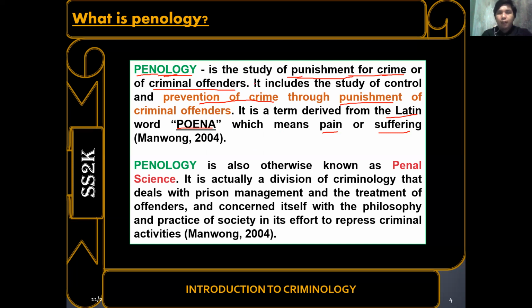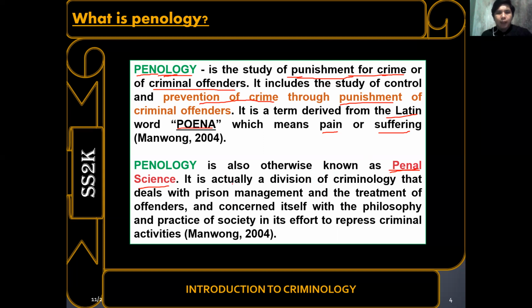So it is literally a study of punishment. Okay? So the root word of penology, of course, is penal, which means punishment. Penology is also otherwise known as penal science. When you say science, it is a systematic study. That is penal, that is penalty. So it is the systematic study of a penalty that could be imposed on a certain person who committed a crime.